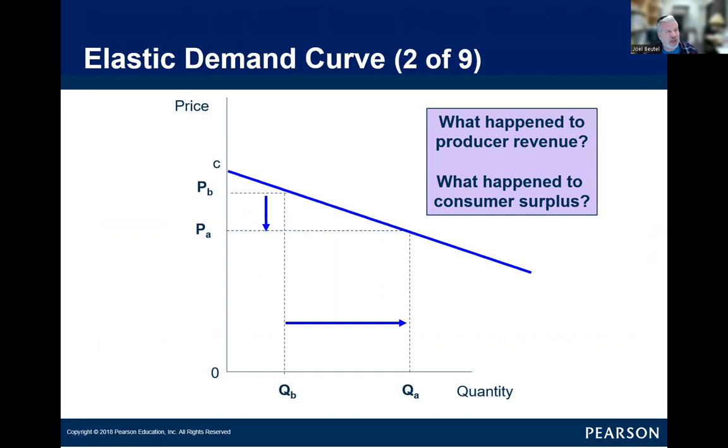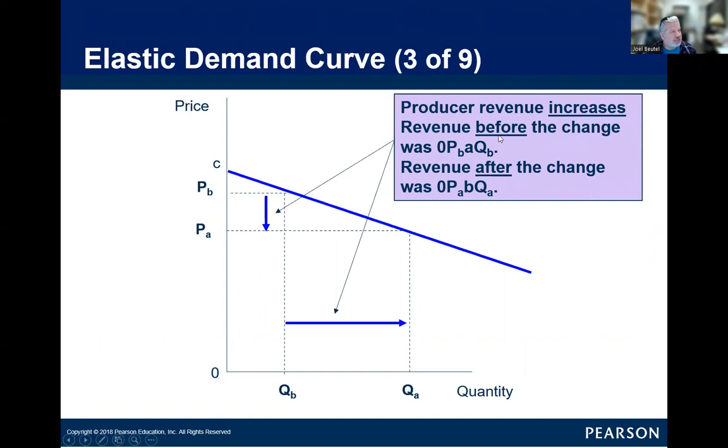So then the question is, what happens to producer revenue and what happens to consumer surplus when we're dealing with elasticities, right? How steep the slope of the curve is. And, well, we'll just track through some of these changes. So in this case, producer revenue is going to increase because the revenue before the change was PB times QB, anyway. God, I hate the way this presents this. Sorry, guys. So let's kind of take a step back.